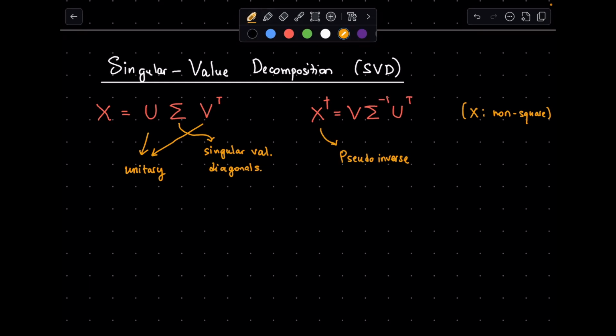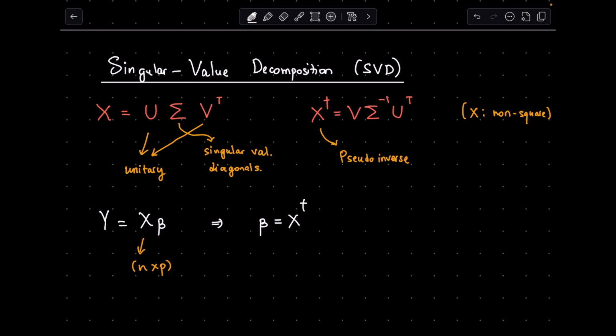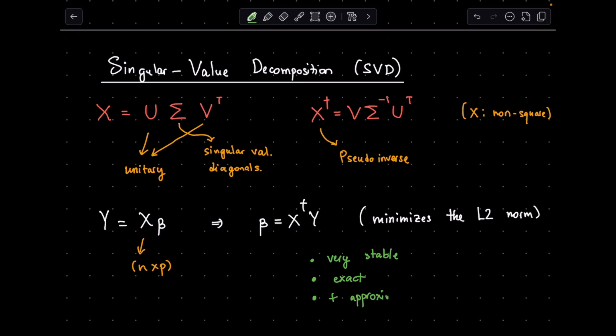So we initially had Y is equal to X beta, where X was a non-square n by p matrix. Then it can be shown that beta is equal to X pseudo-inverse times Y minimizes the L2 norm, which is what we want in least squares. This approach is known to be a very stable approach. It gives exact results, but you can also get approximate results by truncating the small singular values below some threshold.